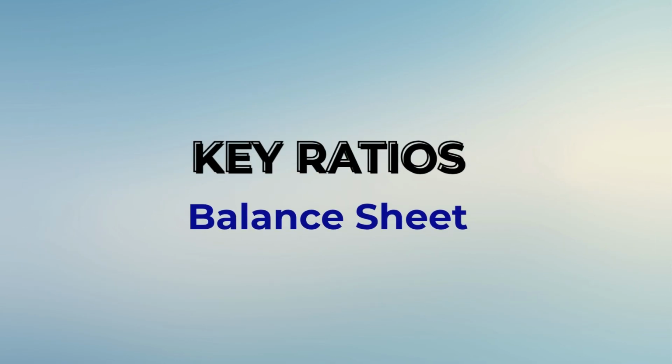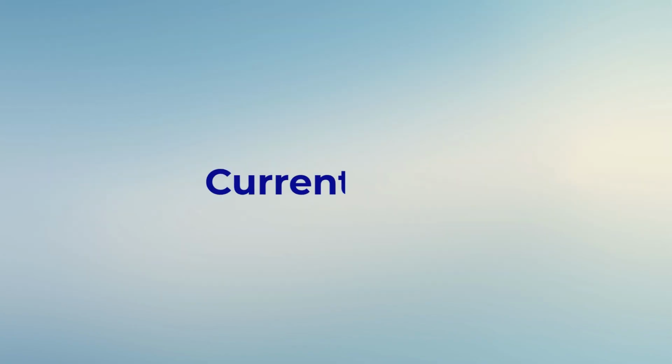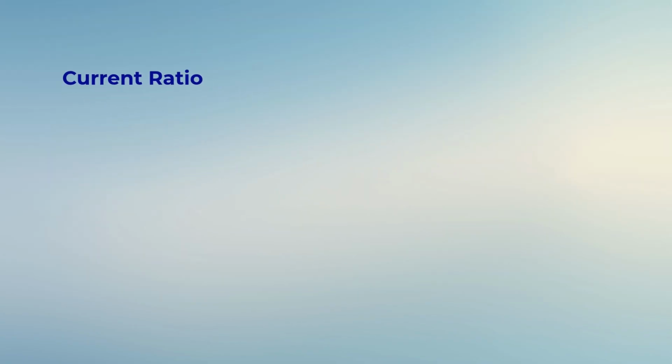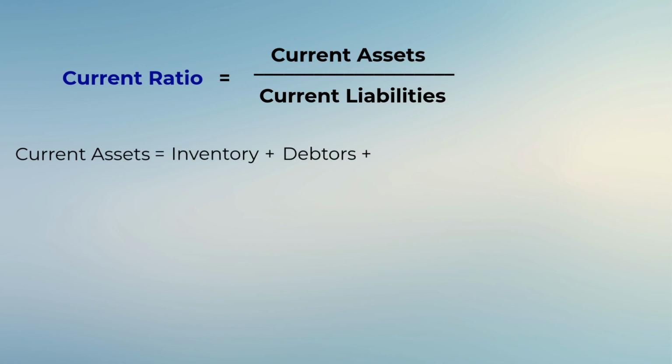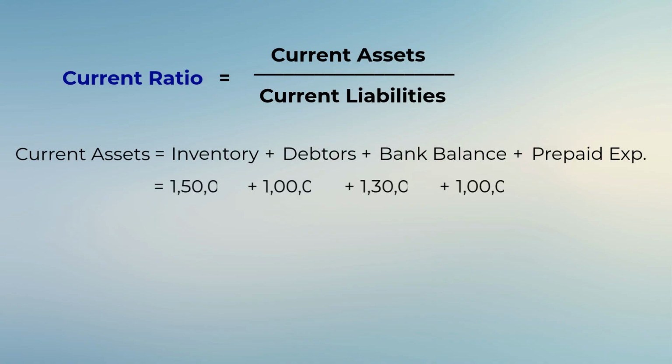The first one we look at here is current ratio, which is equal to current assets divided by current liabilities. Now, what are the current assets? Current assets include inventory, debtors, bank balance, and prepaid expenses. So after adding all these numbers from the sample balance sheet, we get a figure of 4,80,000.